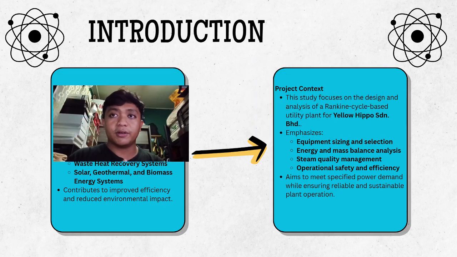For our project context, our project focuses on the design and analysis of a Rankine cycle based on the local utility plant for Yellow Hippo Sindalan Berhad. It emphasizes equipment sizing and selection, energy and mass balance analysis, steam quality management, and operational safety and efficiency. It aims to meet a specific power demand while ensuring reliable and sustainable plant operation.